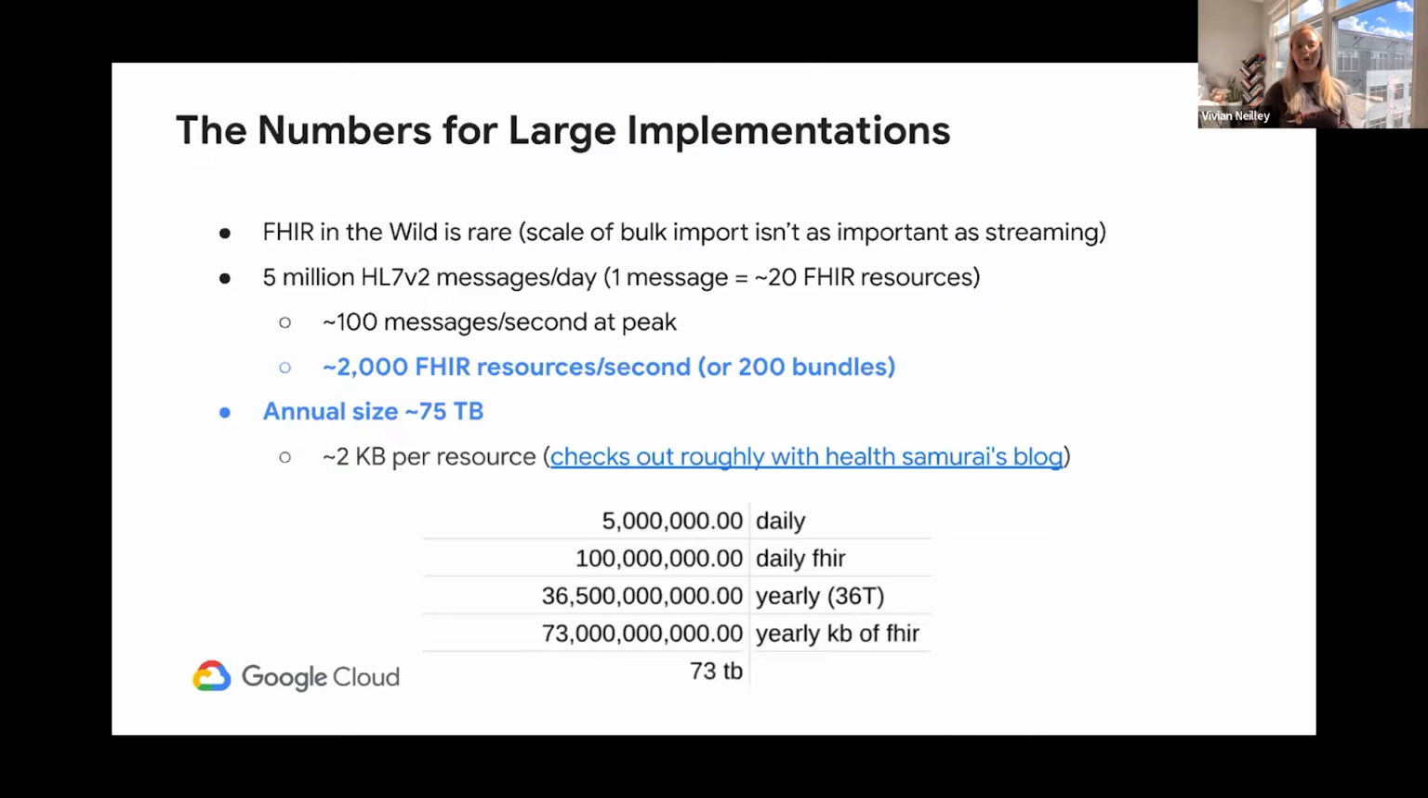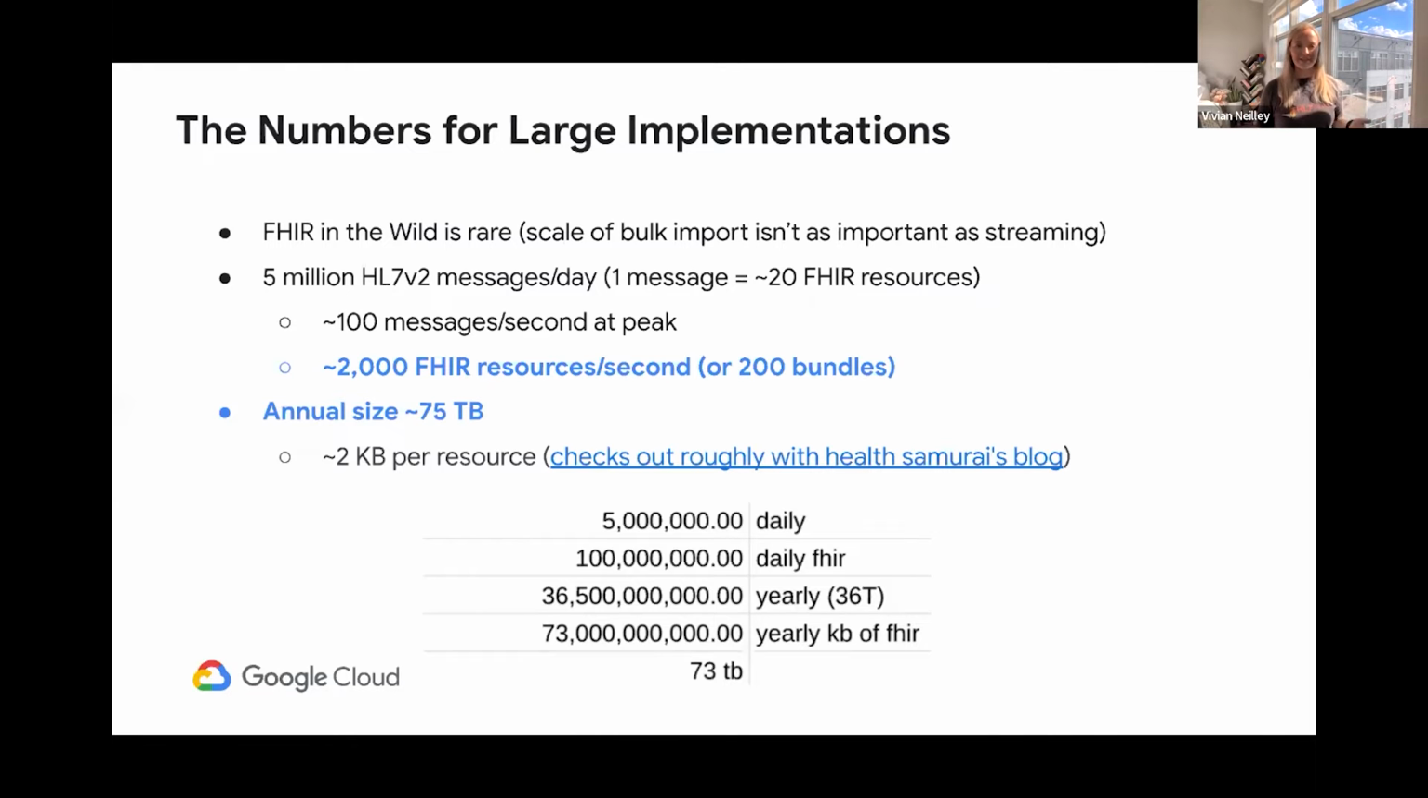What we would see 5 million messages per day turning into is about one of those messages becoming 20 FHIR resources. And so we would expect around 100 messages a second at peak. And so 100 messages becomes, I have 200 bundles, that's actually an error. 100 messages becomes 100 bundles when you convert it from HL7 to FHIR, as one HL7 message is essentially one bundle of 20 resources.